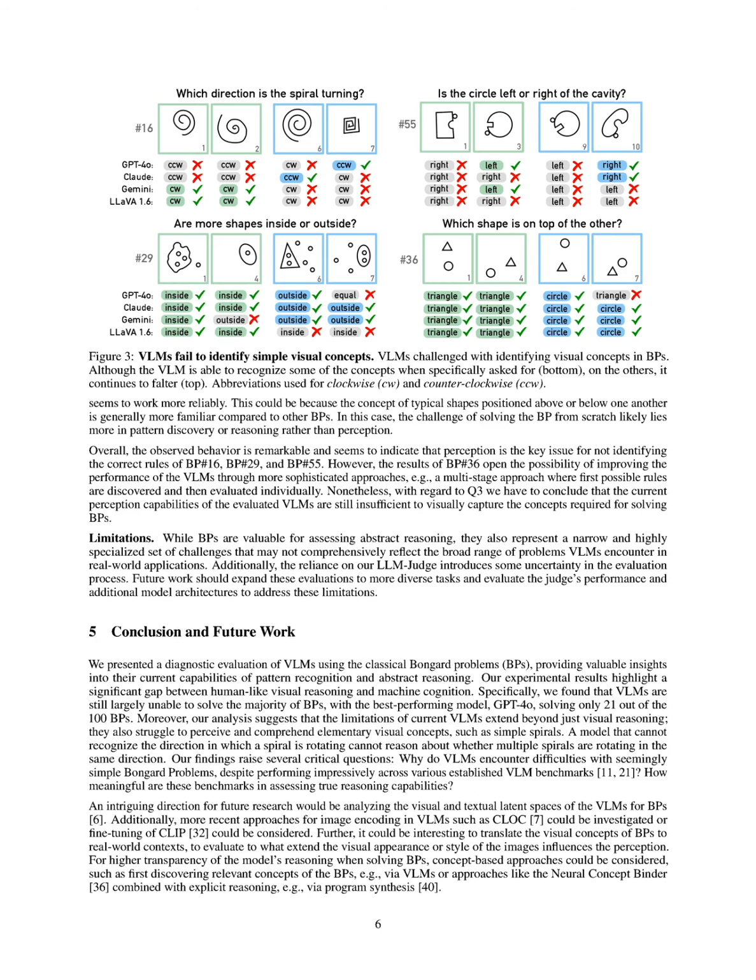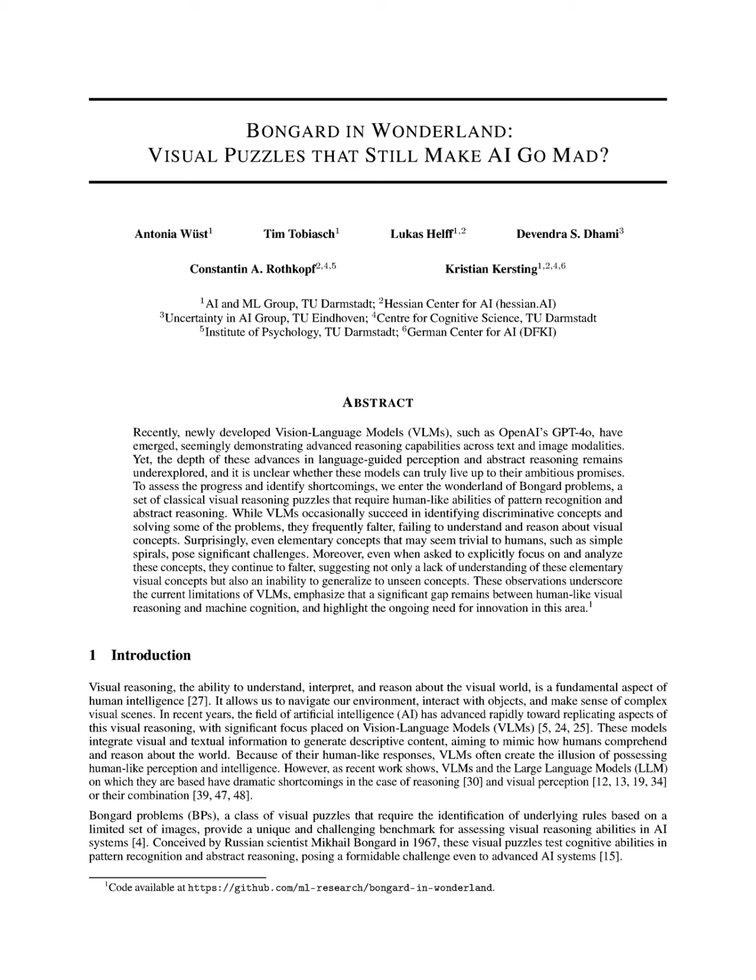Additionally, while VLMs like GPT-4o showed some capability in recognizing concepts, they struggled with correctly classifying images and formulating rules, indicating that their perception capabilities are insufficient for solving BPs effectively. These results suggest that while VLMs can benefit from extensive world knowledge, they still fall short in abstract reasoning and visual pattern recognition compared to human intelligence.